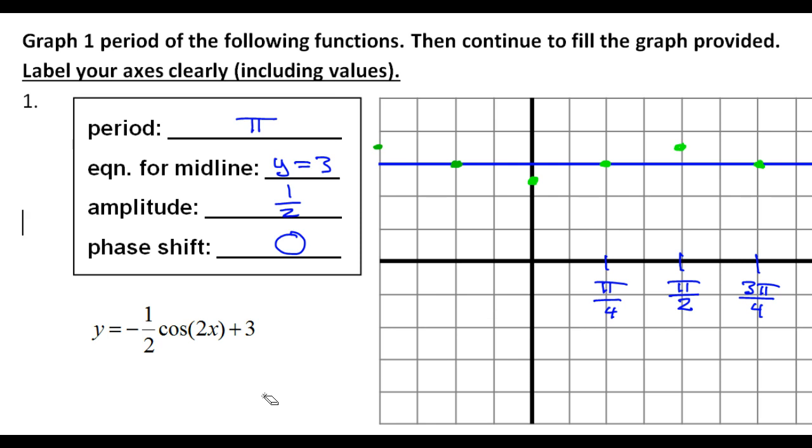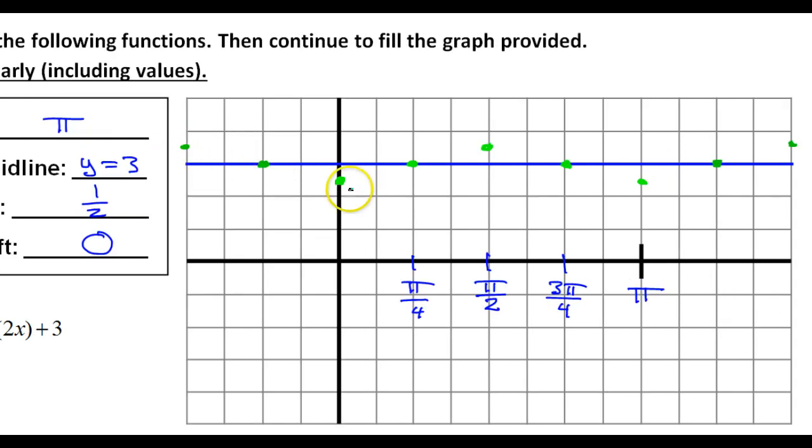That means this is the actual function, not just the skeleton. So I am going to go ahead and just connect these dots and let that be my answer.